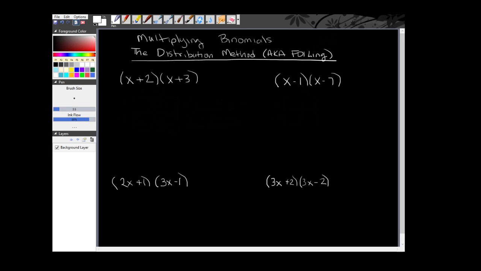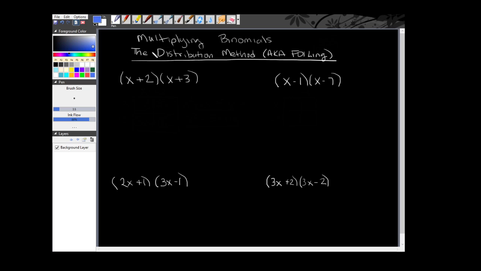The method I'm covering in this video is called the distribution method, which is also sometimes called foiling. I don't like using the term foiling because that's restricted to binomials. However, this multiplication process can work for any type of polynomial.